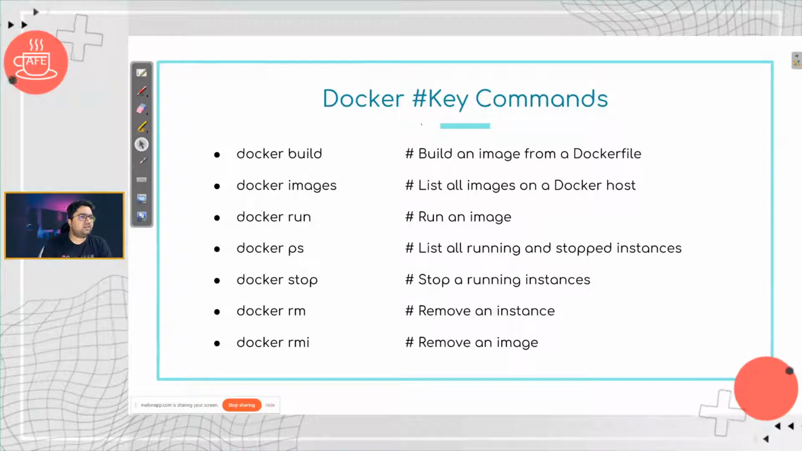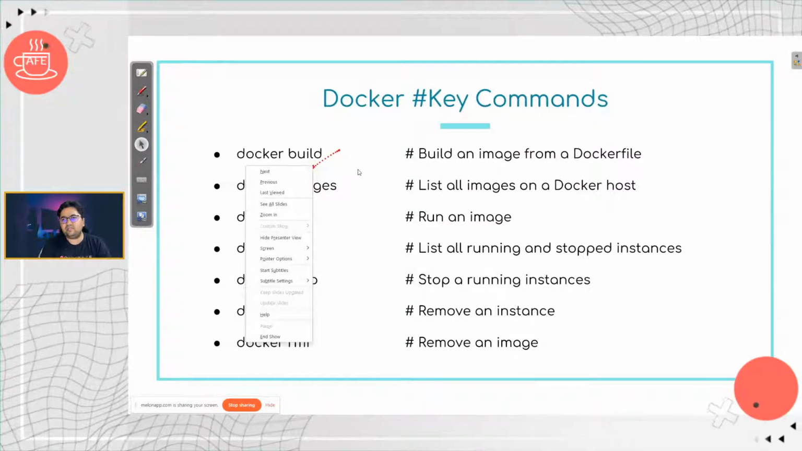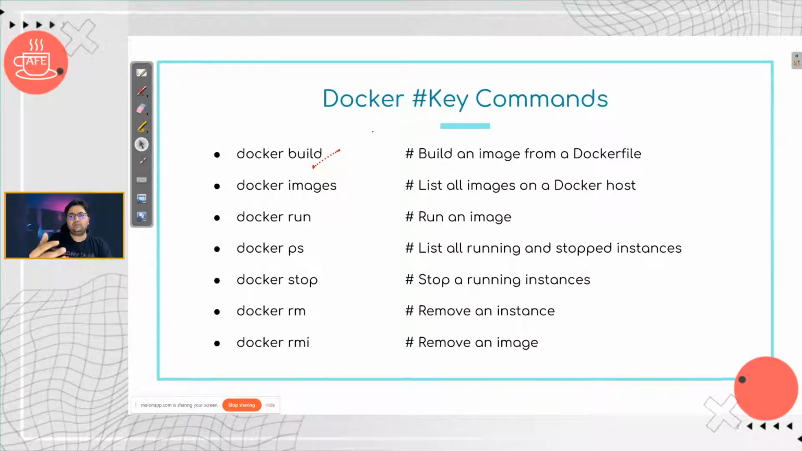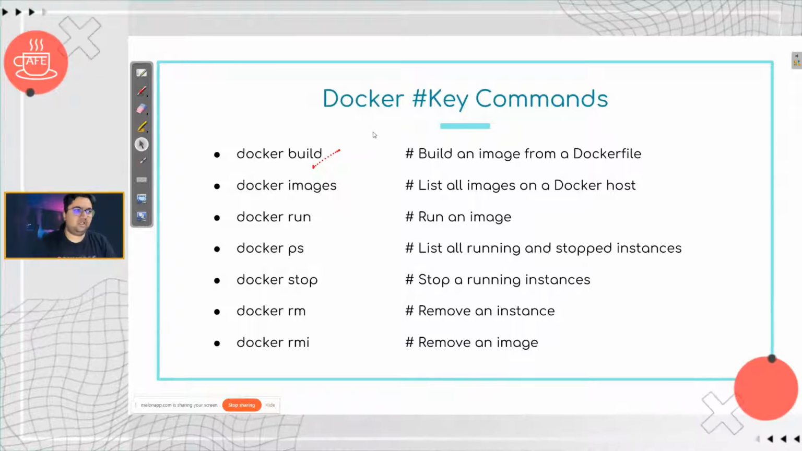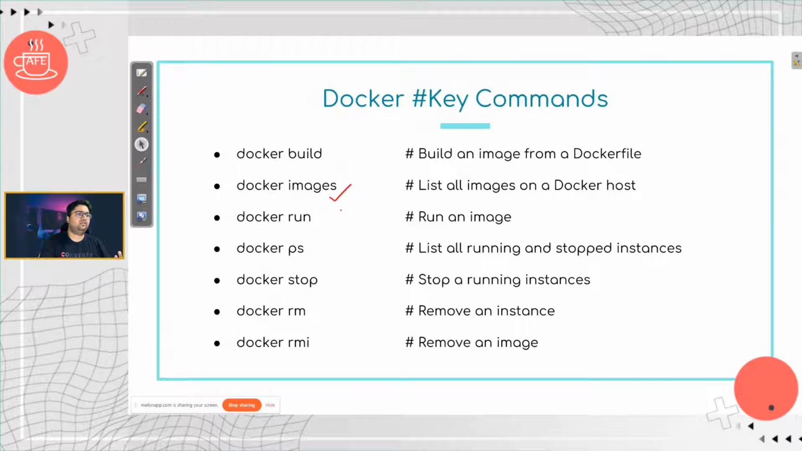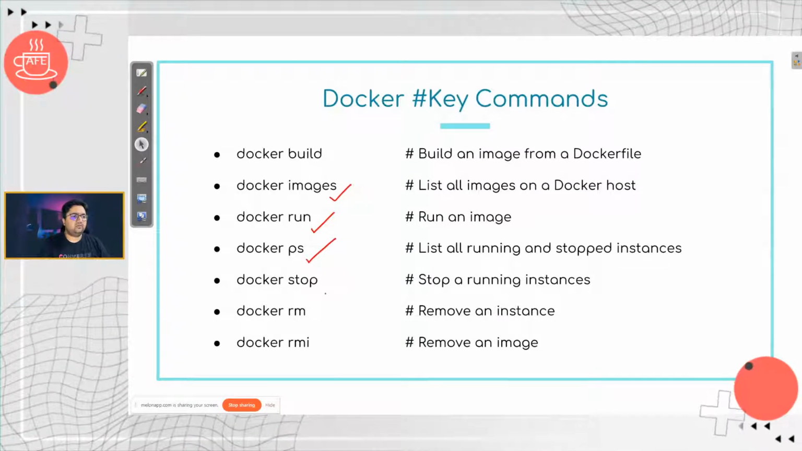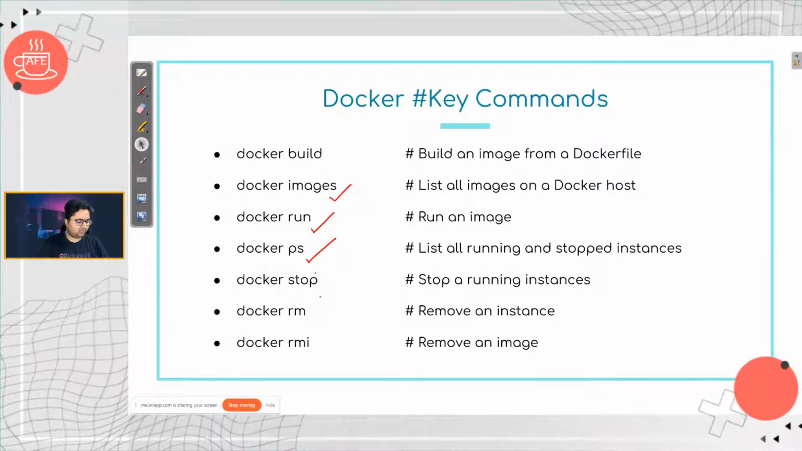Couple of key things to understand. What are the key commands? It's very simple. If you just know what you want to do, you can just imagine that, and that's the command basically. If you want to build, you say docker build. If you want to see the images, you say docker images. If you want to run, you say run. PS would give you PS. Stop means stop. RM would be RM.